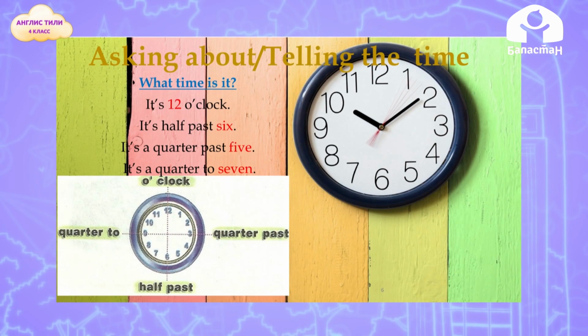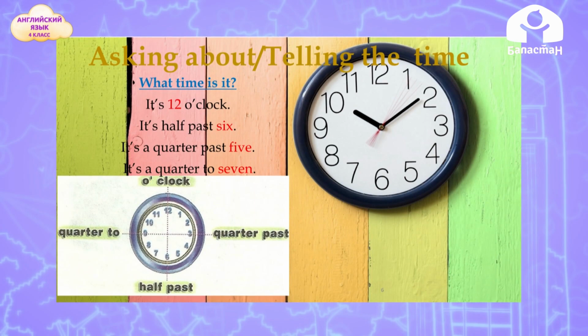Asking about telling the time. Half past is 30 minutes. A quarter is 15 minutes. What time is it? It's 12 o'clock. It's half past 6. It's a quarter past 5. It's a quarter to 7.